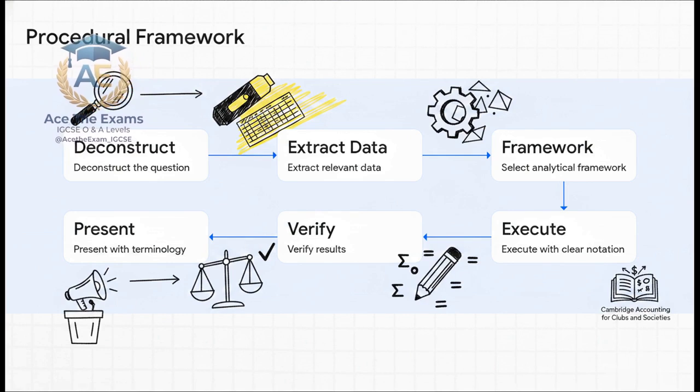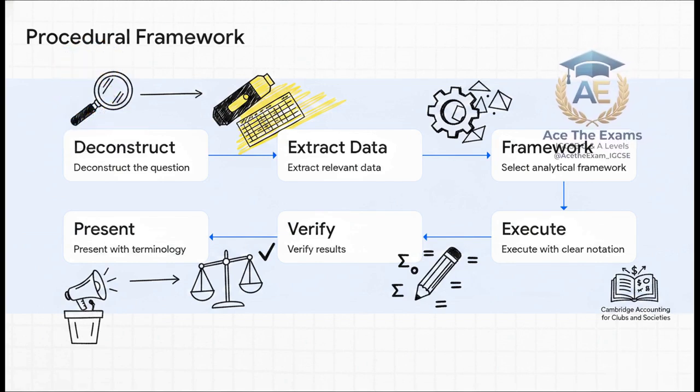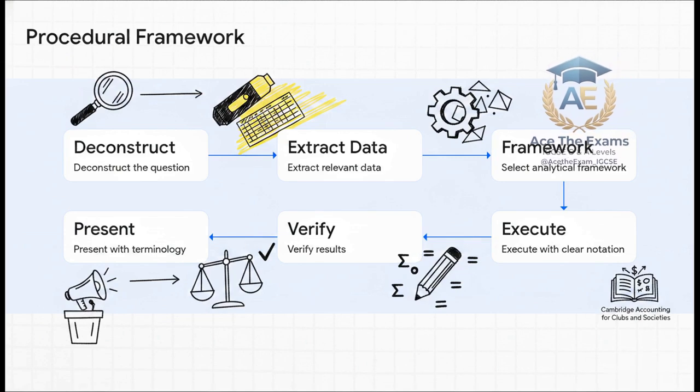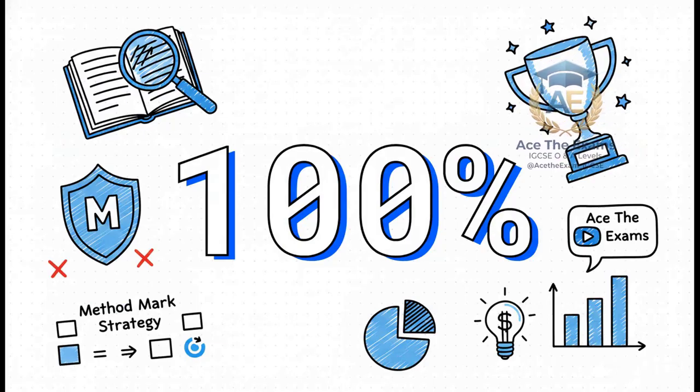Third, select your analytical framework. Fourth, execute with clear notation. Fifth, verify your results. And sixth, present it all with correct terminology. If you skip even one step, you contaminate the entire crime scene. Now, here's where we hit a massive roadblock, but I'm going to show you how to hack the examiner's marking scheme with the method mark strategy.